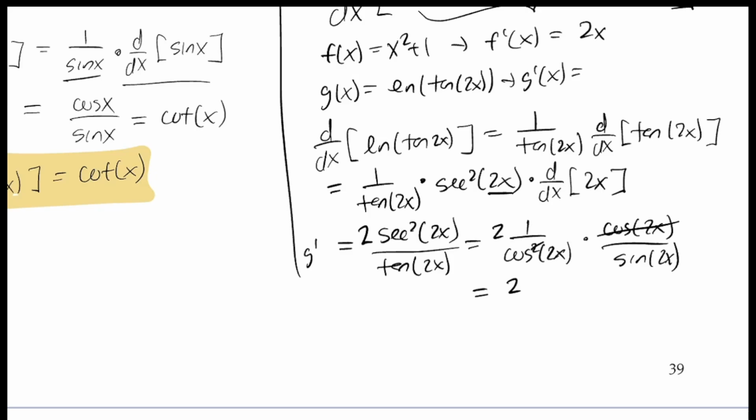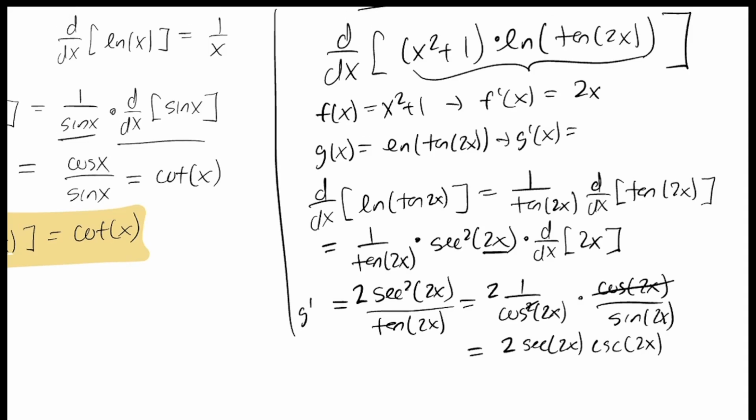So we could write this as 1 over cos is secant. 1 over sine is cosecant. So this is actually 2 secant 2x cosecant 2x. That's not necessarily too much better. I think we went from complicated in terms of fractions to being complicated in terms of trig functions, but depending on who you are, you may or may not like that more.